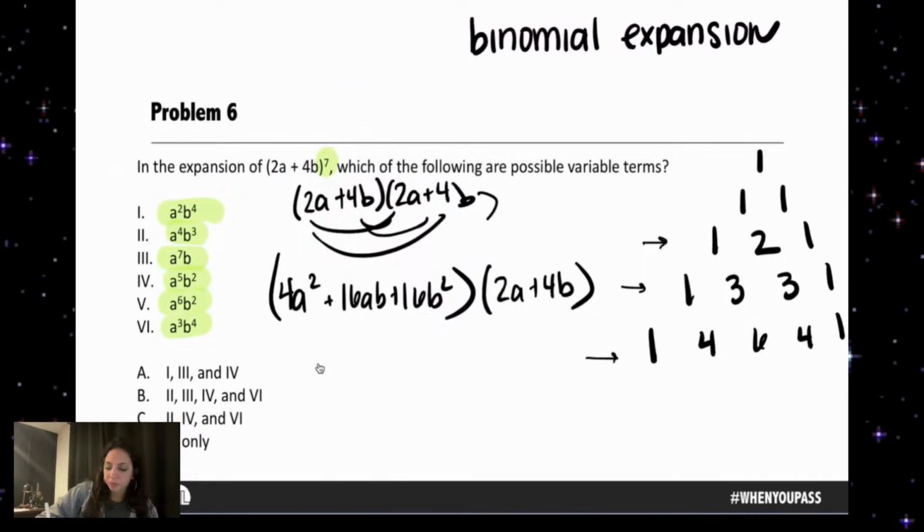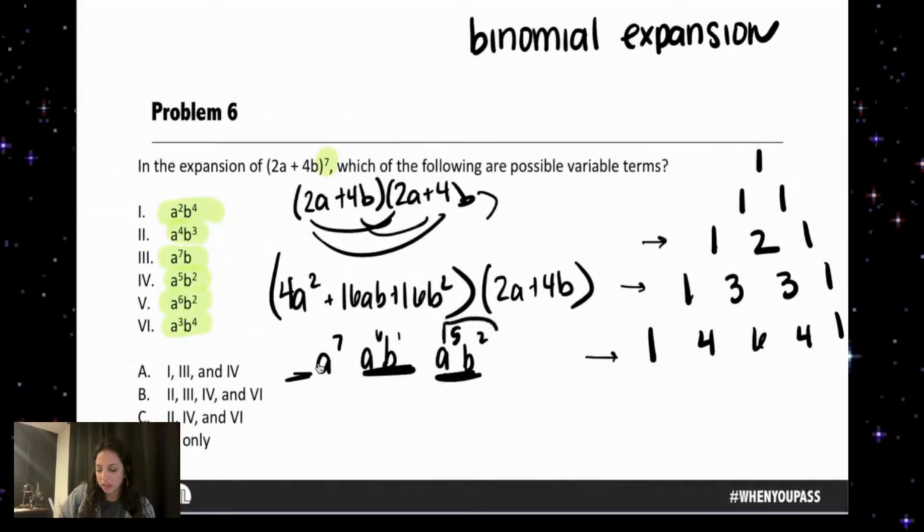So the first term is going to be something a to the 7th. And then the second term is going to be something a to the 6th, b to the 1st. And then the next term is going to be a to the 5th, b to the 2nd. And the exponents, or the degree of each of these monomials, is going to add up to 7.